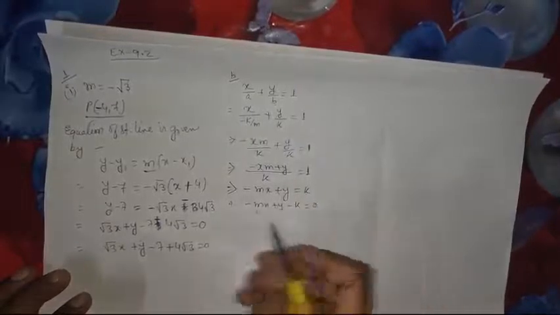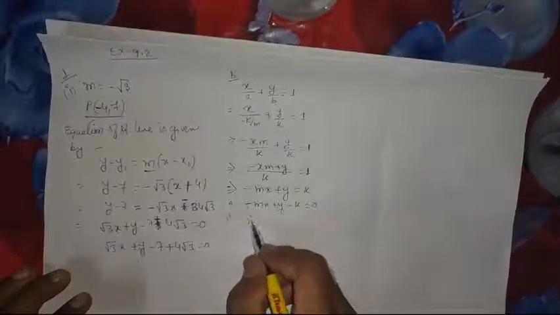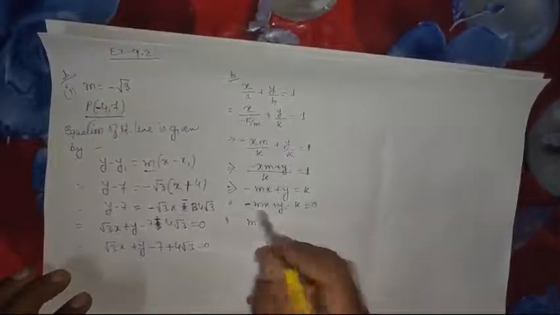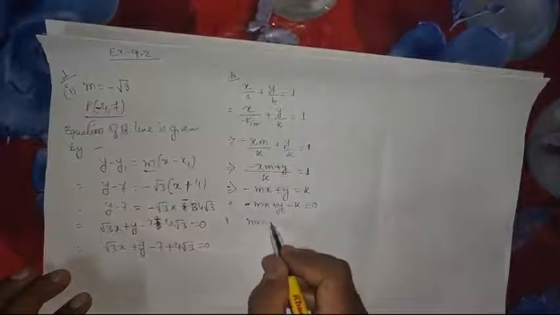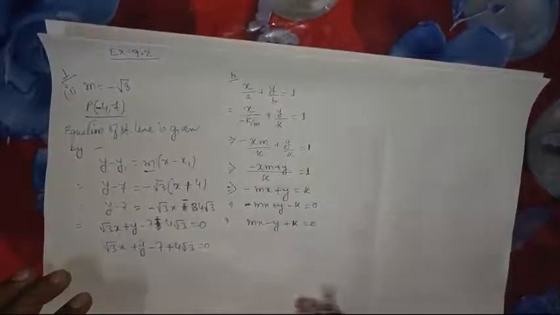You can just leave it here also, but it doesn't look good, so let's make the first term plus mx. If this sign is changed, all the signs will change, so y will be minus y and k will be plus k, equal to 0. Okay, so this is all about number B.